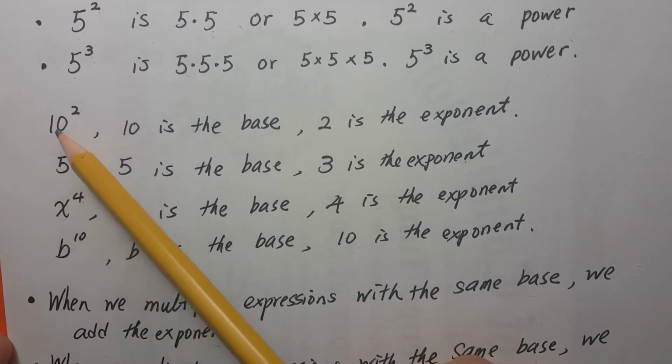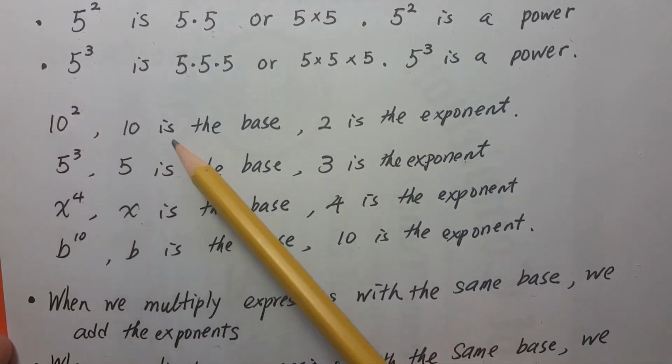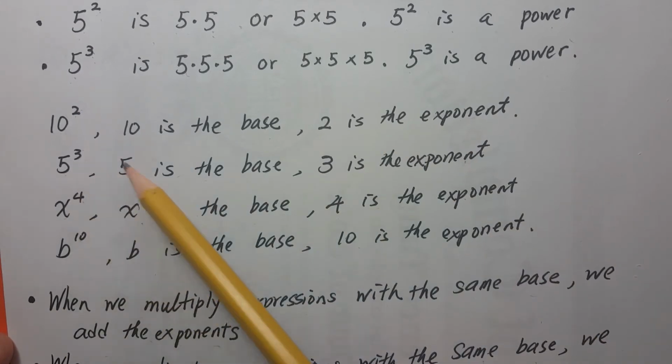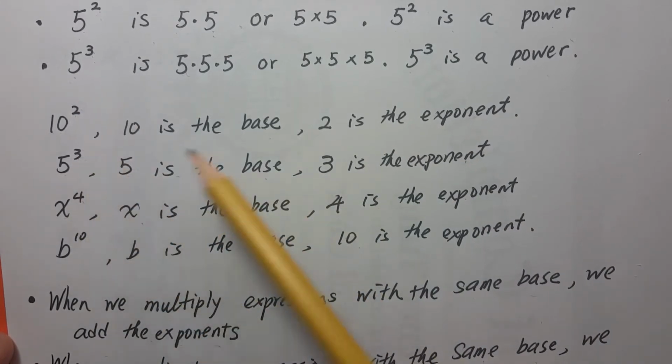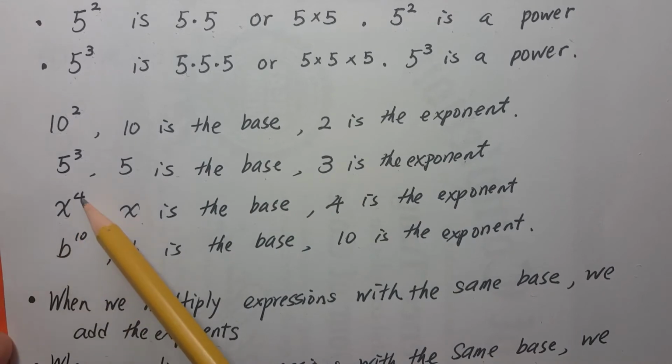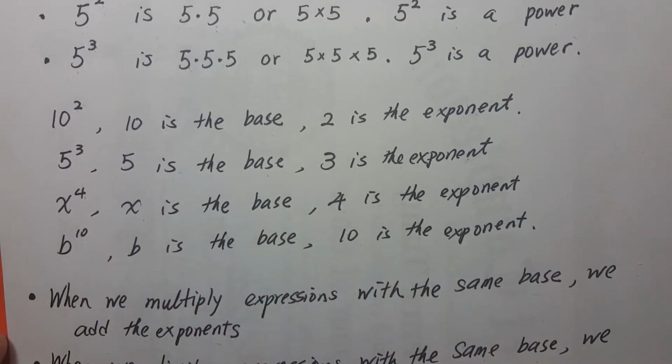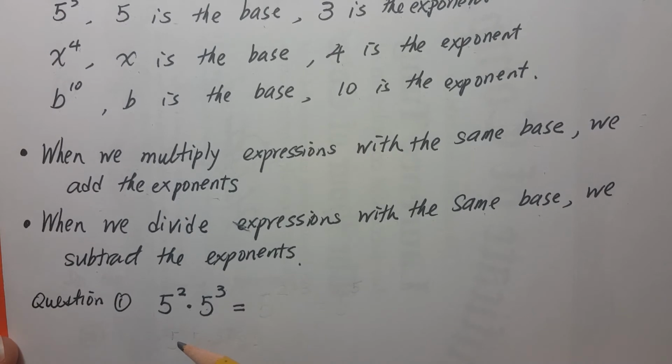Now, 10 squared. The 10 is the base. The 2 is the exponent. 5 to the third power: 5 is the base. The 3 is the exponent. X to the fourth power: X is the base, and 4 is the exponent. B to the 10th power: B is the base, and 10 is the exponent. When we multiply expressions with the same base, we add the exponents. When we divide expressions with the same base, we subtract exponents.